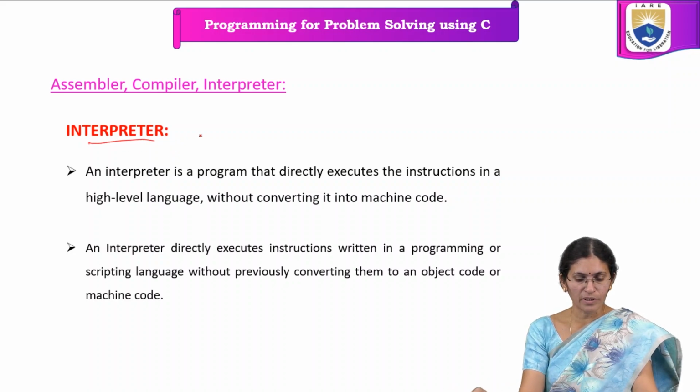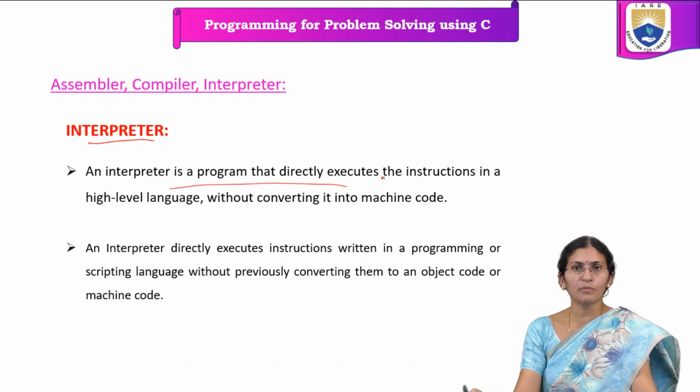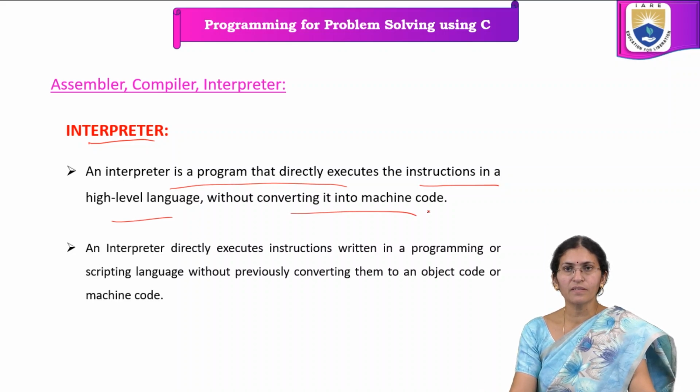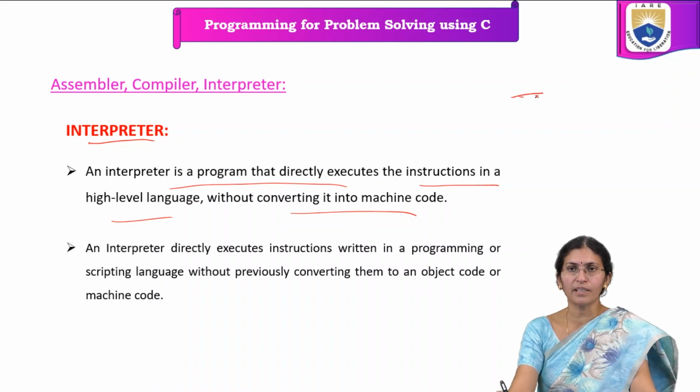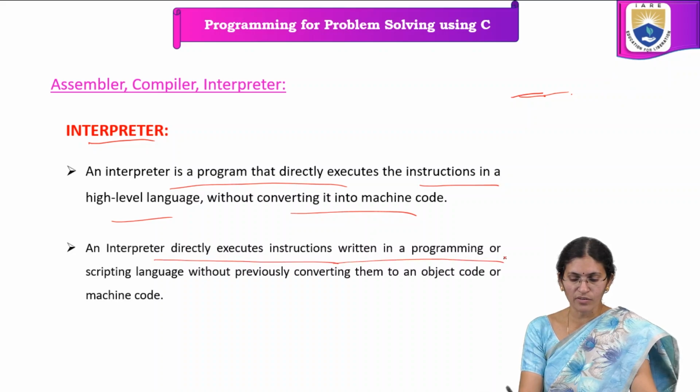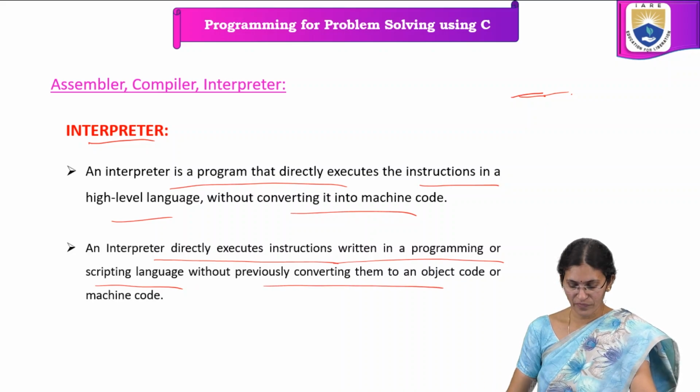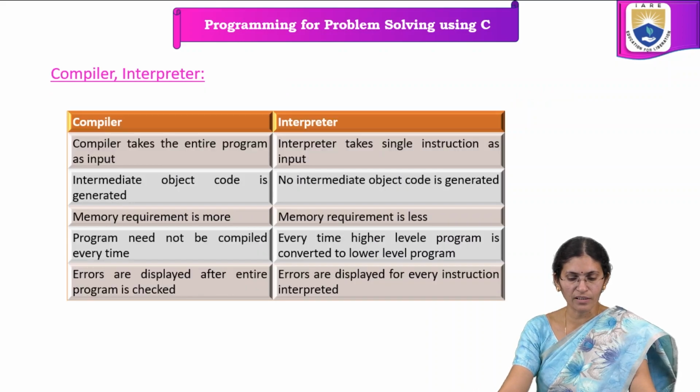Next we have the interpreter. An interpreter is a program which directly executes the instructions in high level language without converting it into machine code. That means it takes one line at a time, converts it into machine code, and then runs the same code. The interpreter directly executes the instructions written in a programming or scripting language without previously converting them to an object code or machine code. So let us see the differences between compiler and interpreter.